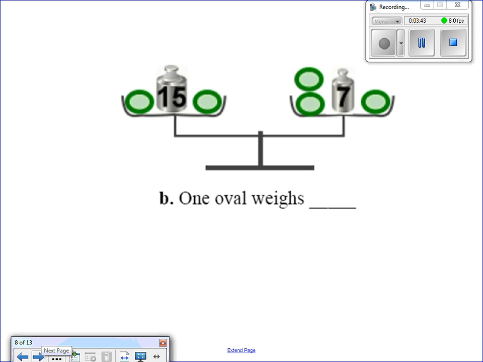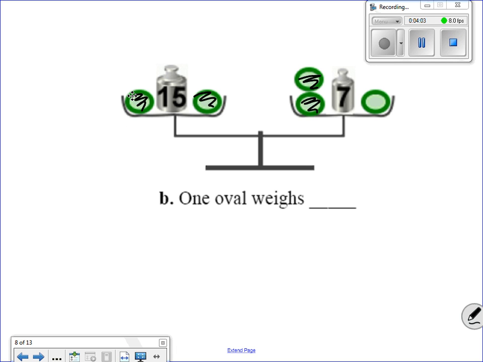We have some weight on one side. I have 15 grams of weight. So instead of having 15 different little weights, I just have a 15 there. I have 7 on one side. I want to know what 1 oval weighs. Well, I can do this. I can take away, I can cross off 2 ovals from each side. Right? What else can I do?